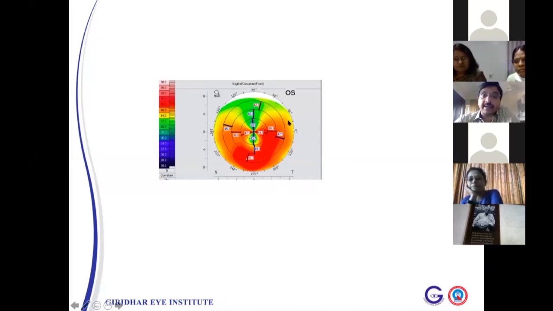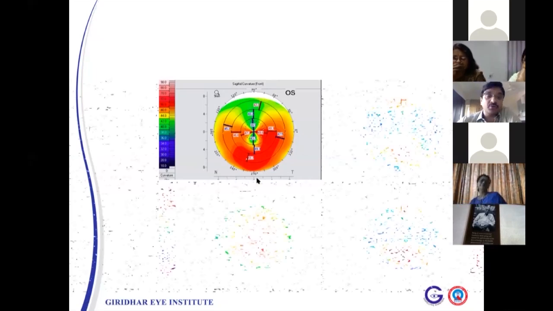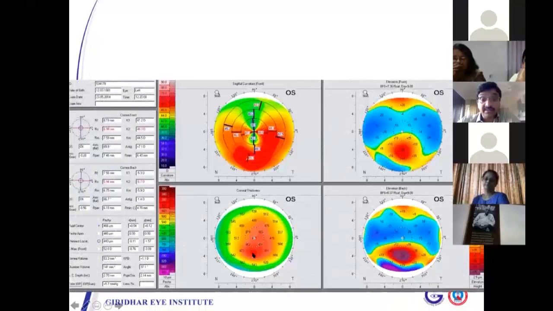The classic crab claw pattern. So what is our first diagnosis? It is always pellucid. But look at the rest of the cornea. What do we see? There is a central thin area. The rest of the cornea is okay in terms of cornea, and also the elevation is very localized.